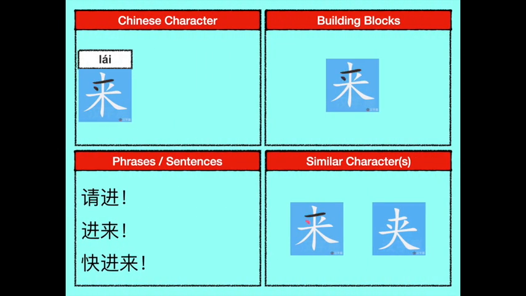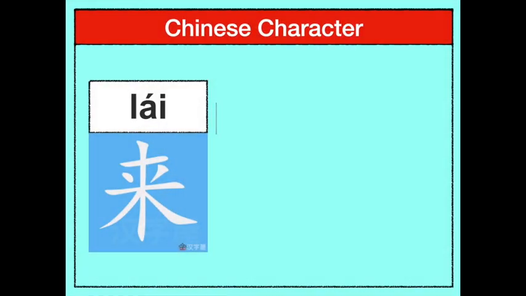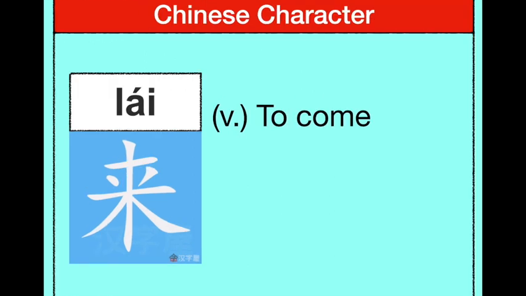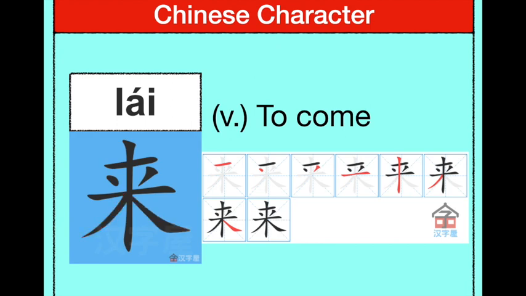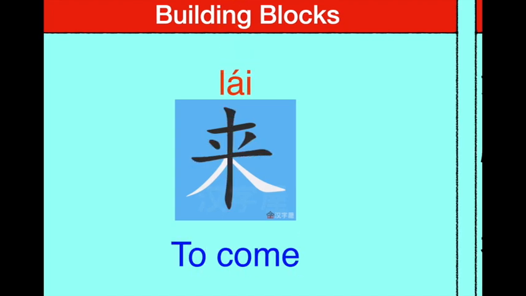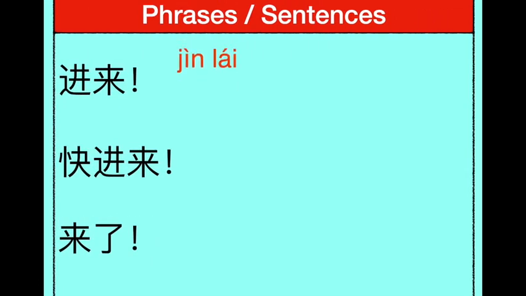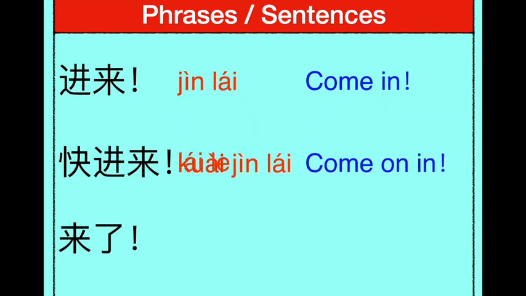Now let's look at next word, 来. 来 is a verb, means to come. Now let's look at the stroke orders. 横, 点, 撇, 横, 竖, 撇, 捺. There's only one part of 来, to come. 进来 come in. 快进来 come on in. 来了 I'm coming.